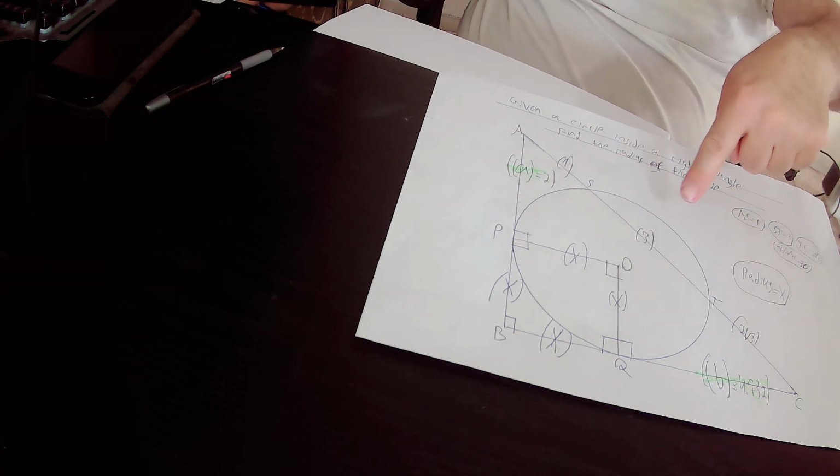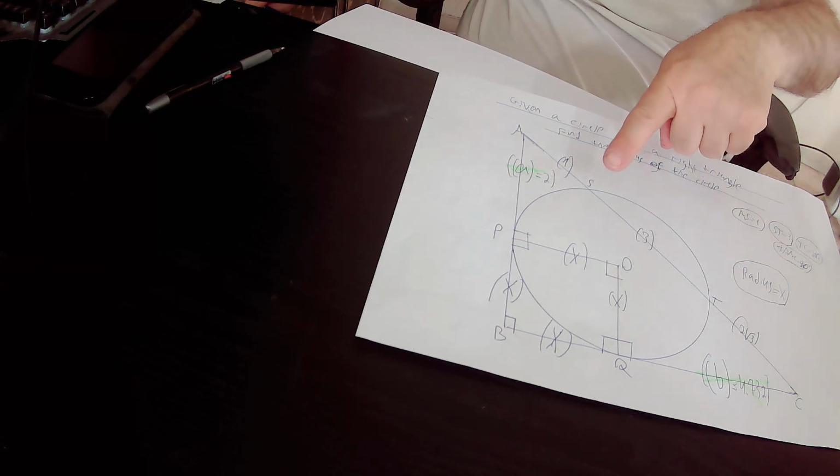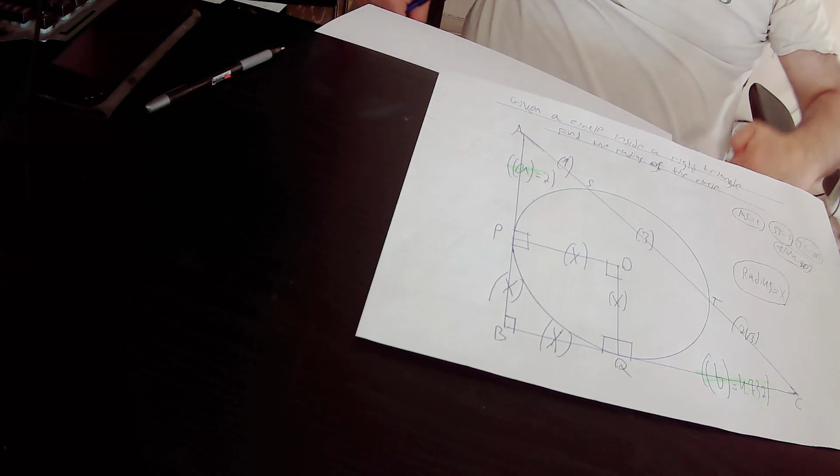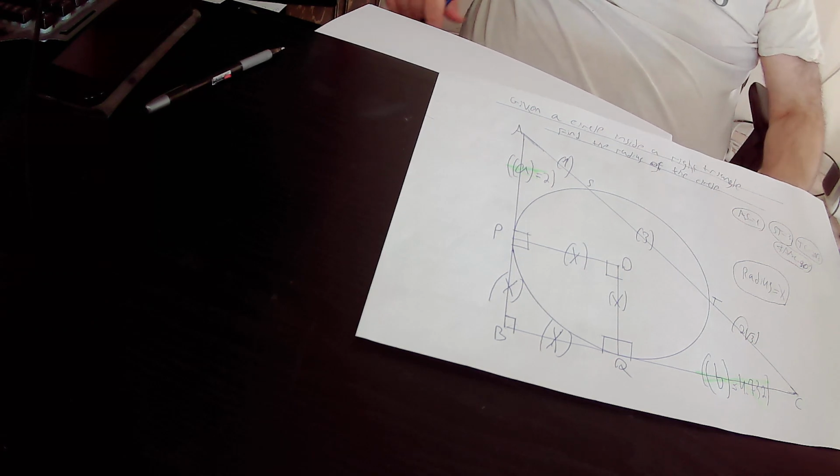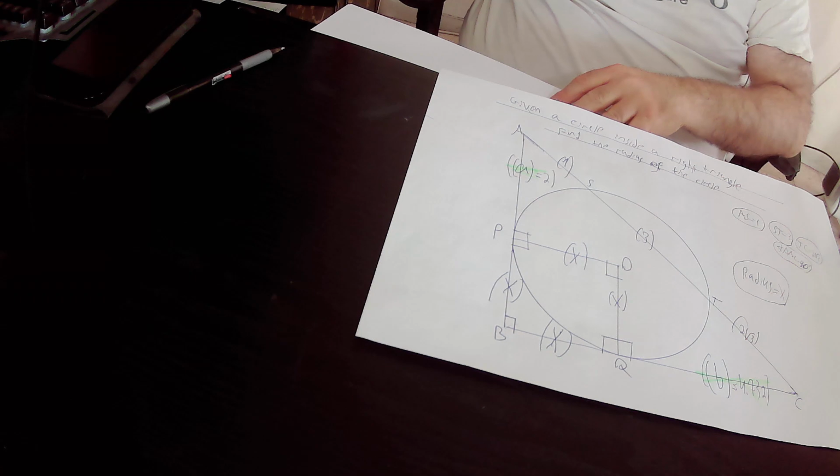The radius of this circle that is equal to x is equal to 1.732 units. So in the next step, I will summarize the lecture.